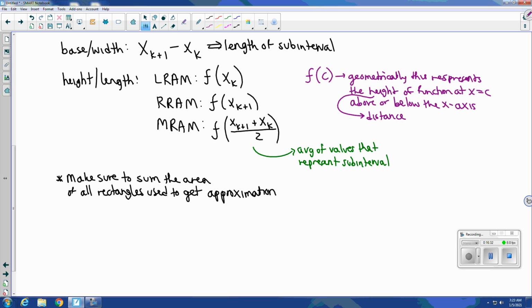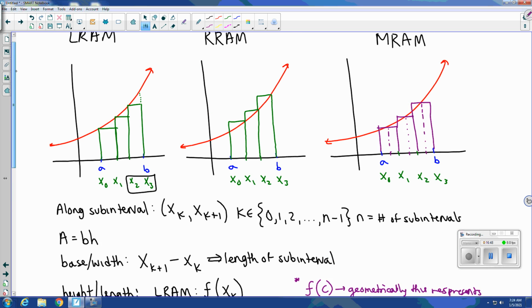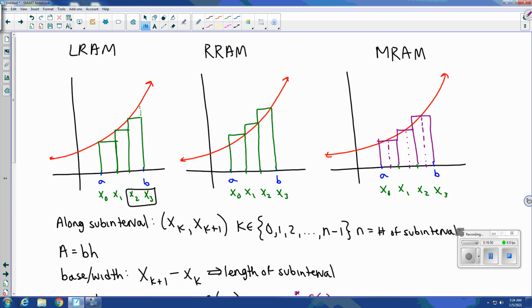Distance from the x-axis, or the height from the x-axis that the function is above or below. So a little side note, good thing to know: the geometric interpretation of a function output is the height above or below the x-axis. So those are your three rectangular approximation methods.